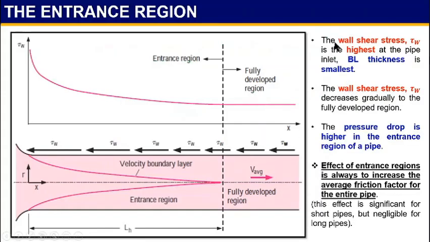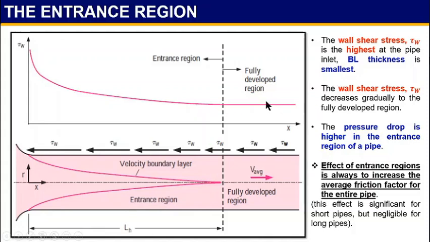Alright, so the wall shear stress tau W is the highest at the pipe inlet, and the boundary layer thickness is the smallest. You can see here in this graph, this is X, meaning streamwise, from inlet to outlet. The shear stress is the highest at the inlet. How about the boundary layer thickness? The boundary layer thickness is the smallest at the inlet. The wall shear stress decreases gradually through the entrance region until it reaches the fully developed region.